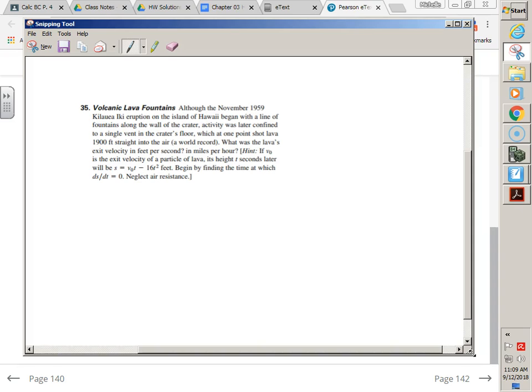Now they give you a hint. If the initial velocity is the exit velocity of a particle of lava, its height t seconds later will be, isn't this just like the acceleration thing? Negative 1/2 of gravity t squared plus initial velocity t plus initial position, which is 0 because it's exiting the volcano. Begin by finding the time at which ds/dt is 0. Neglect air resistance. Well, they told you where to start, right?